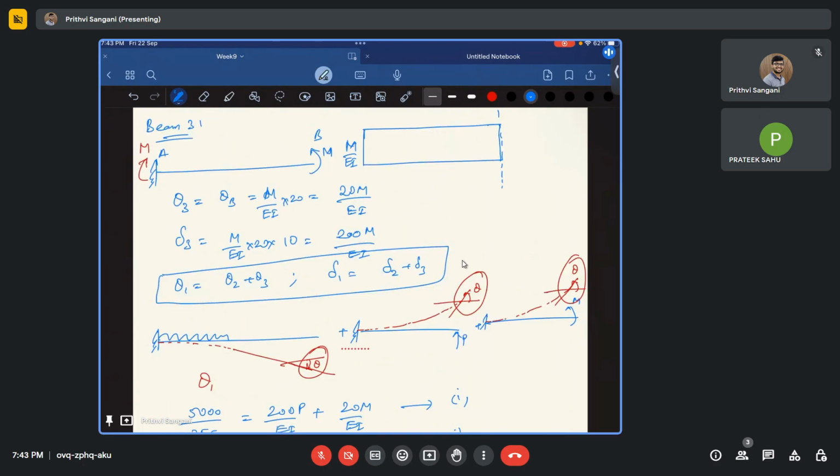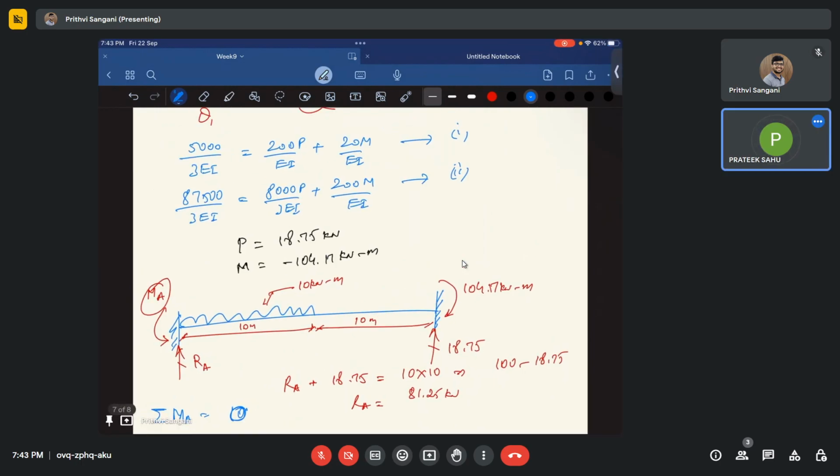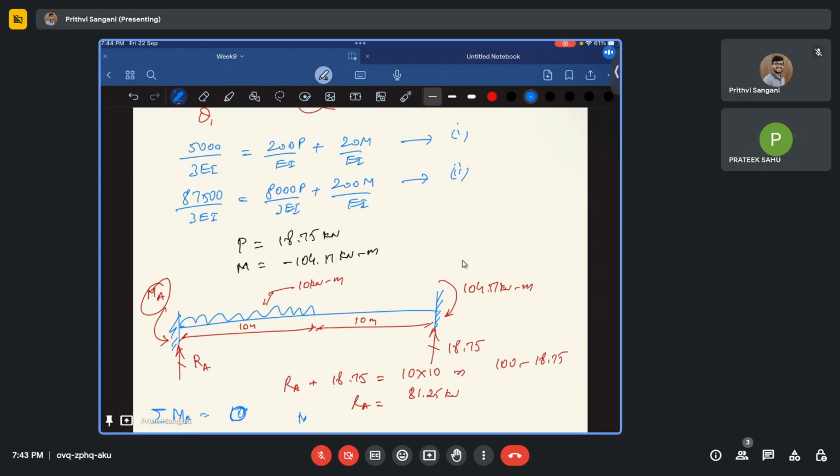So we have MA. Is it clockwise, right? Let me take clockwise positive. MA plus, this is also clockwise, 18.75 times 20 minus 104.17 minus 10 times 10 times 5. This is going to be 0. So if you solve this, I need to solve this.